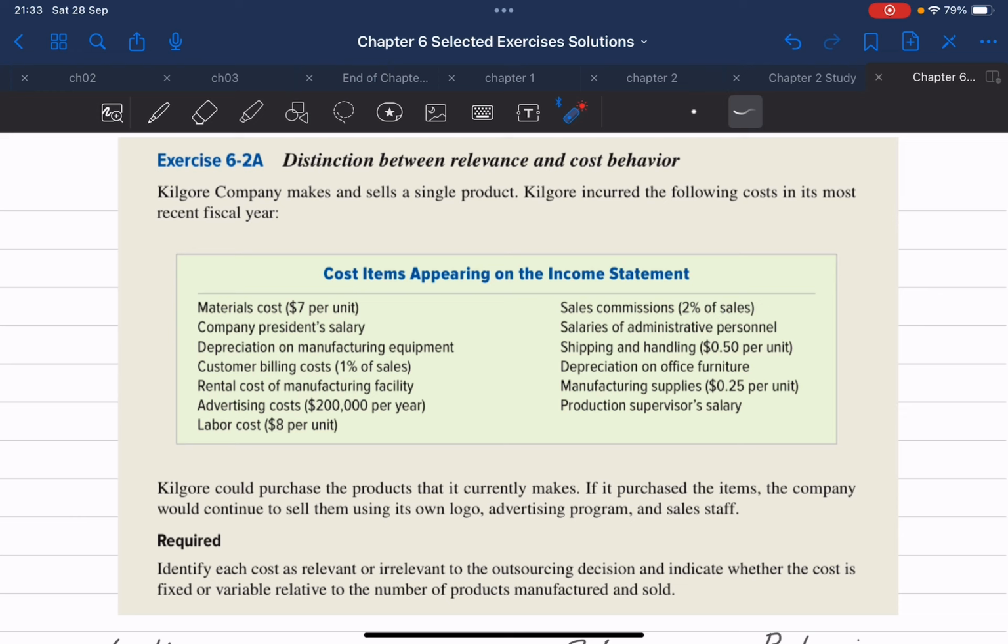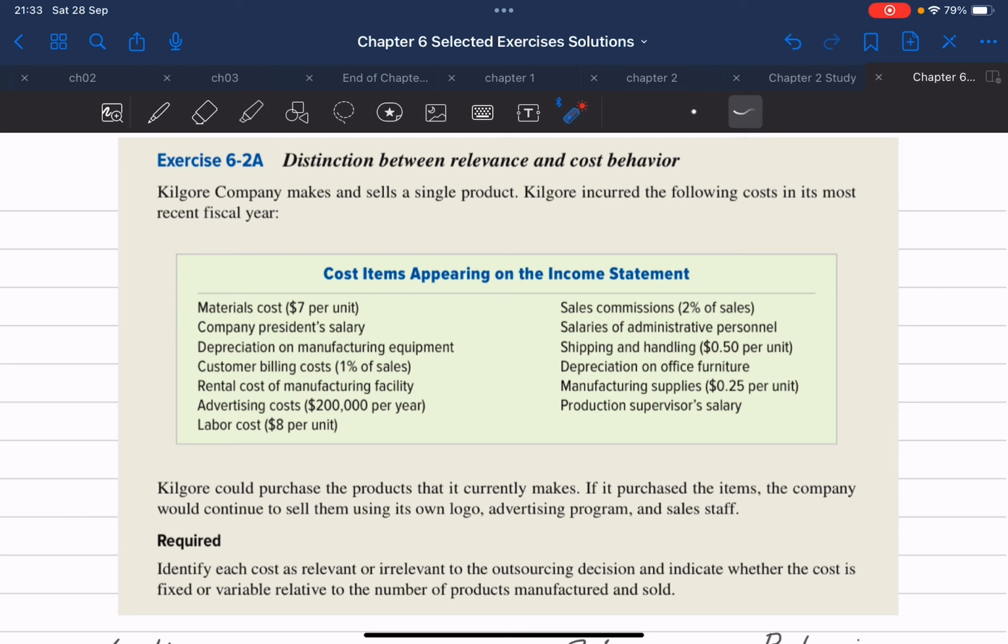Kilgore could purchase the products that it currently makes, basically outsourcing their production. If it purchased the items, the company would continue to sell them using its own logo, advertising program, and sales staff. Now, this important line right here is relevant to our question, and you're going to see how it's relevant in a short bit. Now, what is required?